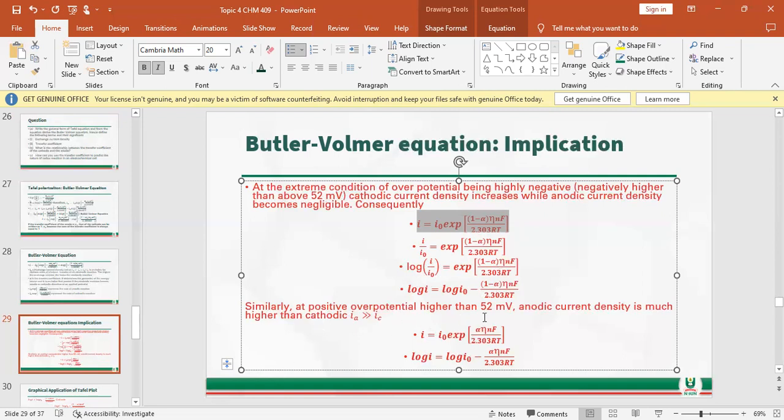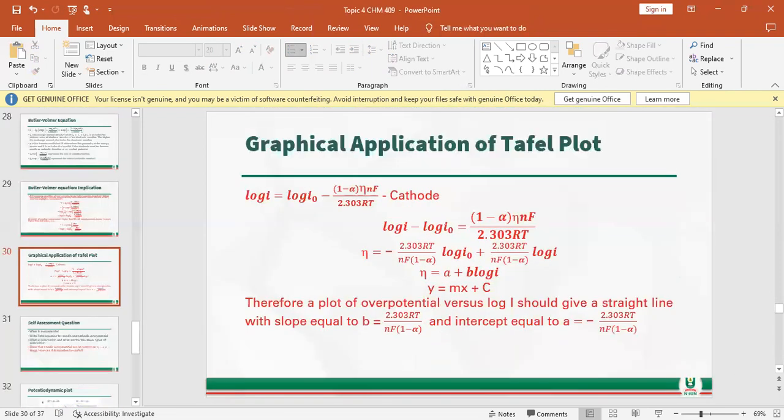Similarly, at positive overpotential higher than 52 millivolt, anodic current density is much higher than cathodic, and you have this similar equation. So if you now look at that equation, you can say a plot of this. If you take a plot of log I against overpotential, let's explain it. This is the cathodic expression. We have also derived for the anodic. So we can say that the overpotential is equal to 2.303 RT over nF(1 minus alpha) log IO plus 2.303 RT over nF(1 minus alpha) log I.